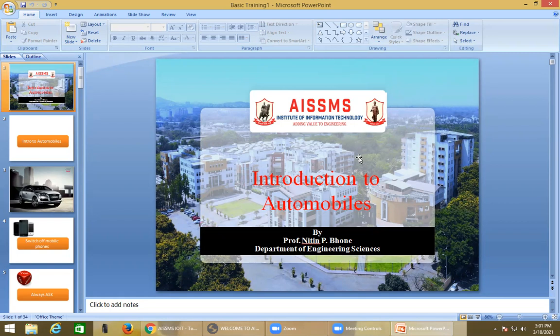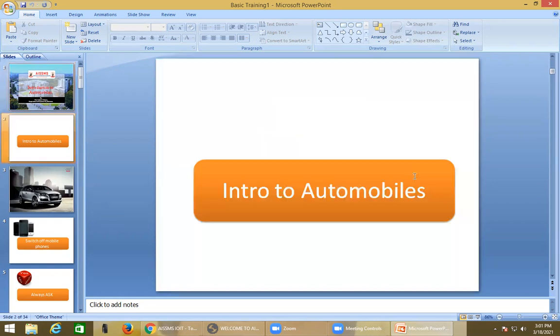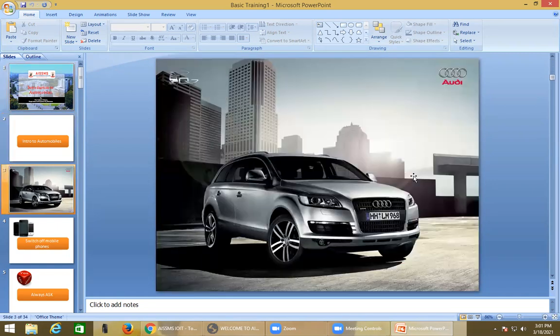So today we're going to learn about the introduction to the automobiles. This picture is showing the automobile, a light motor vehicle, an Audi car.